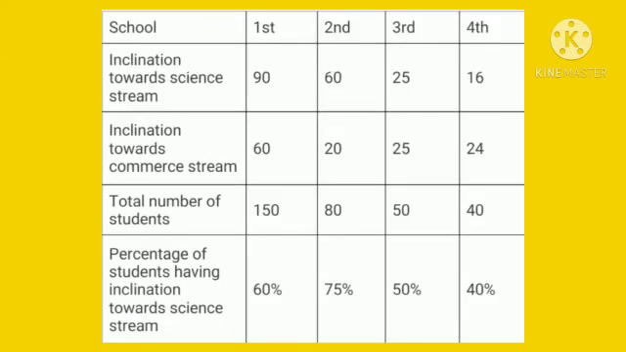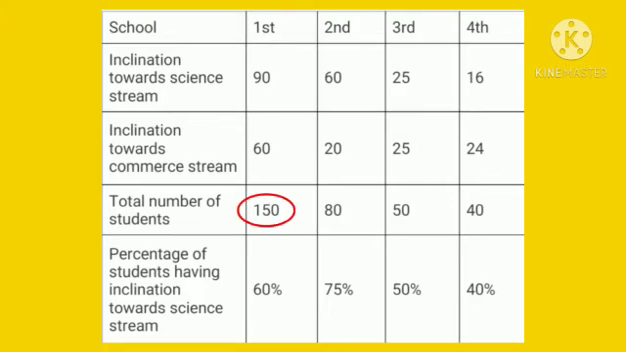Now, before drawing the percentage bar graph, we will include 2 more rows in the same table. The third row will be the total number of students, and next, the percentage of students having inclination towards science stream. So in the first school, there are 90 students in science stream and 60 students in commerce stream. So the total will become 90 plus 60, which is equal to 150.